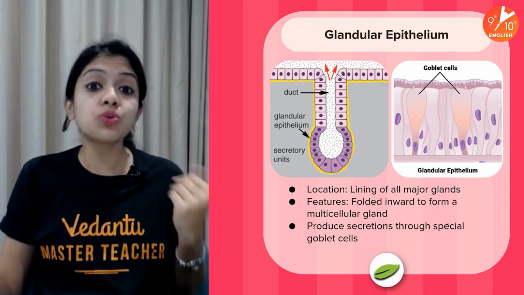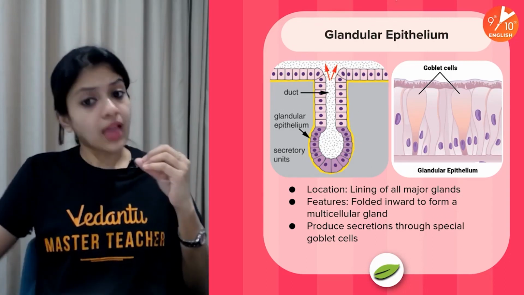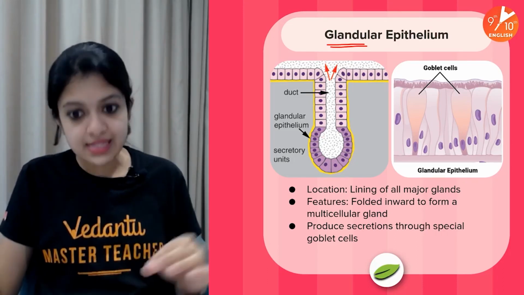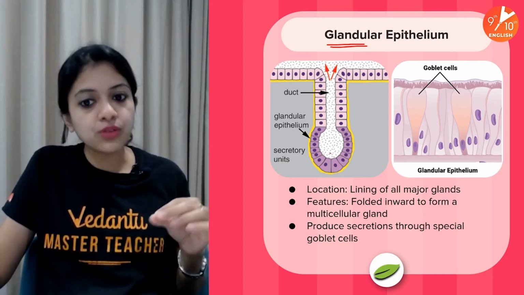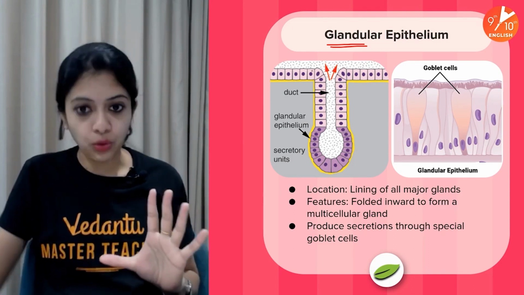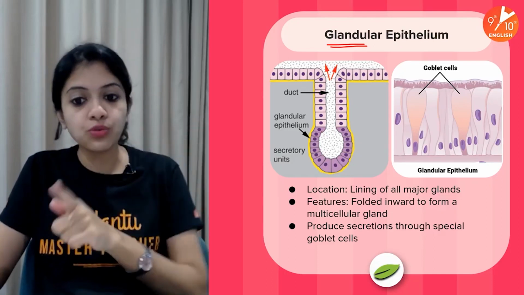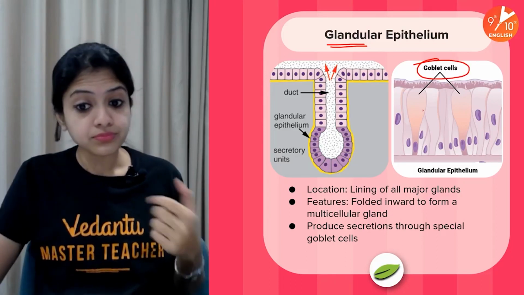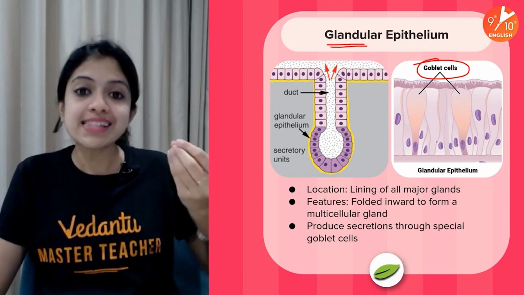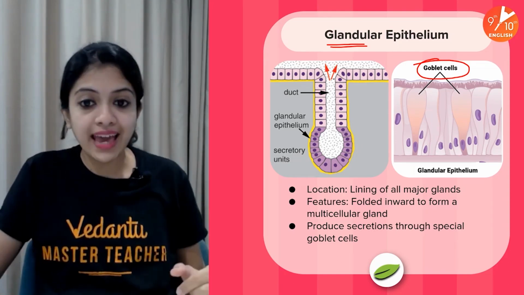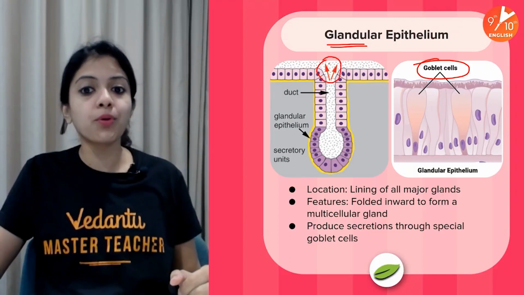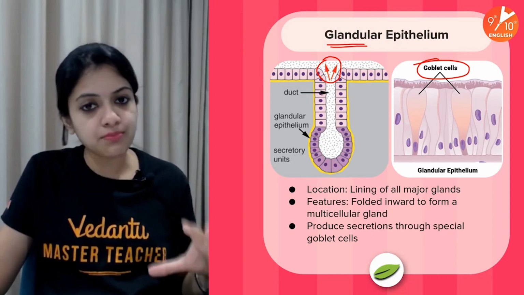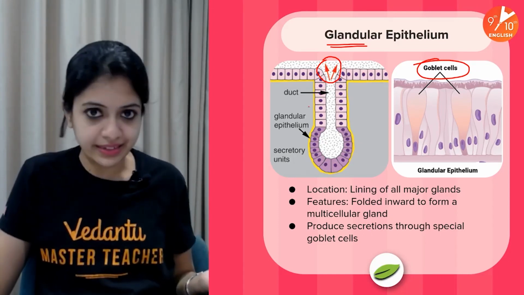Then comes glandular epithelium. Again, as the name indicates, it is the lining of all the major glands in your body, which means the normal epithelium is just folded inward this way to form a gland. This is the epithelial lining, just folded inward to form a multicellular gland. And it's got what we call goblet cells. Through the goblet cells, these glands are able to pour out their respective secretions onto the surface. So most of the different glands you find in the body would be lined by glandular epithelium.